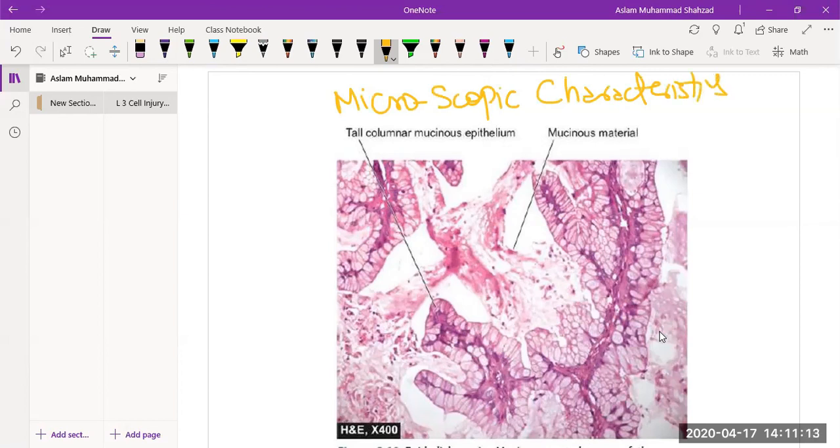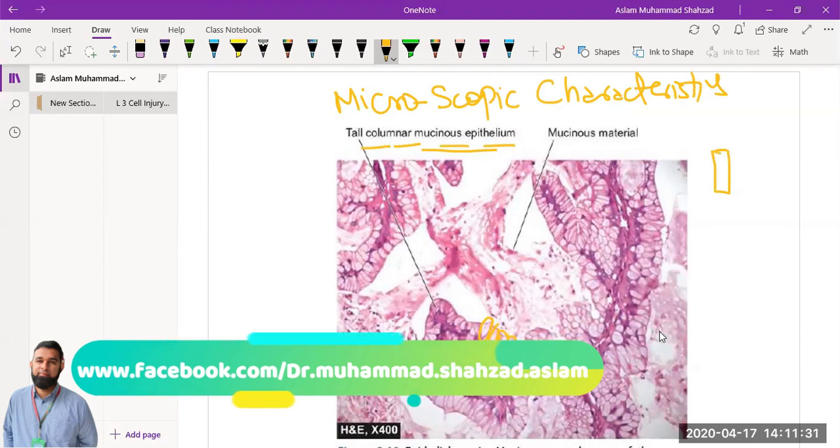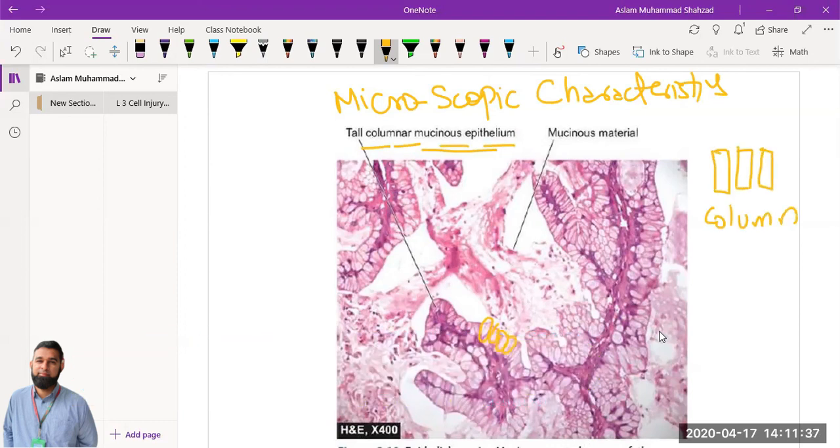So we can see tall columnar mucinous epithelium. All these cells look like column-shaped structures and they contain mucin, so they are termed columnar mucinous epithelium, like these column-like structures. Because of their appearance, we term them columnar mucinous epithelium. And you can see this is showing the mucinous material that's created from this columnar mucinous epithelium. So this is an example of epithelial mucin.